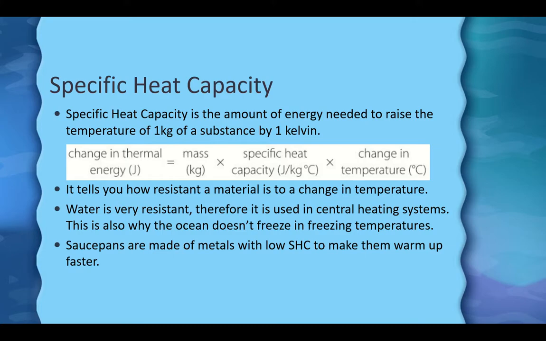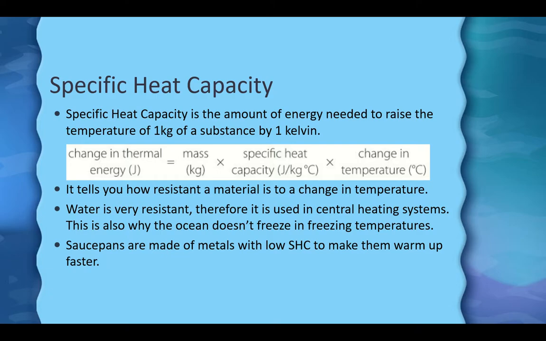And it tells you how resistant a material is to a change in temperature. So the higher it is, the more resistant the material is to changes in temperature. So water is very resistant, so it's used in central heating systems, as it doesn't lose its heat for a long time. And it's also why the ocean doesn't freeze, even when there are freezing temperatures, because the ocean doesn't change temperature as easily as the air.